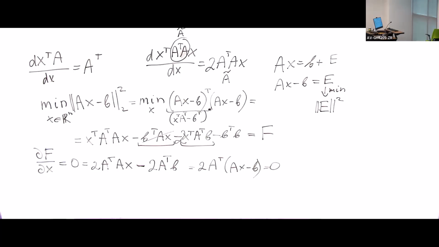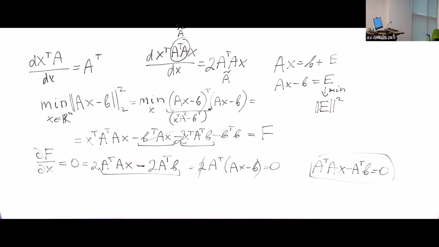Recognize the equation. You can cancel 2 if you want. With 0, it doesn't matter. Recognize that equation. This is the equation, called the normal equation.